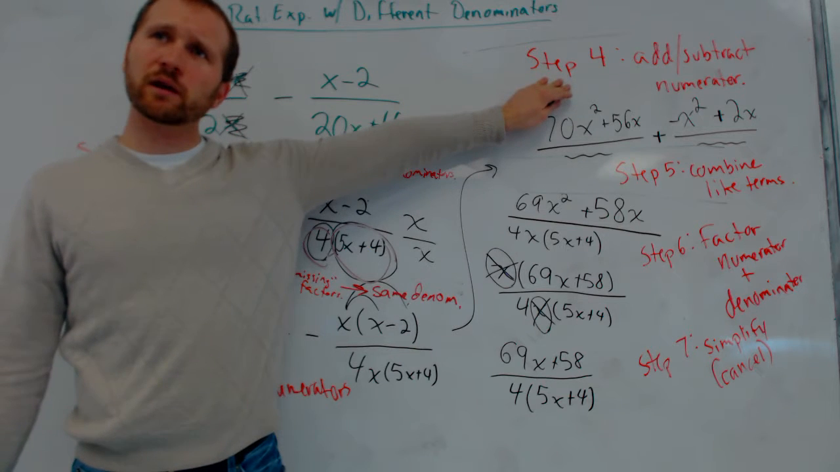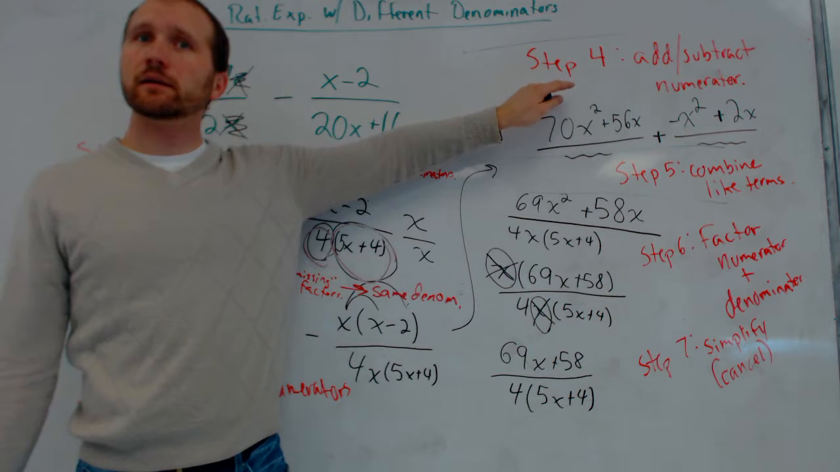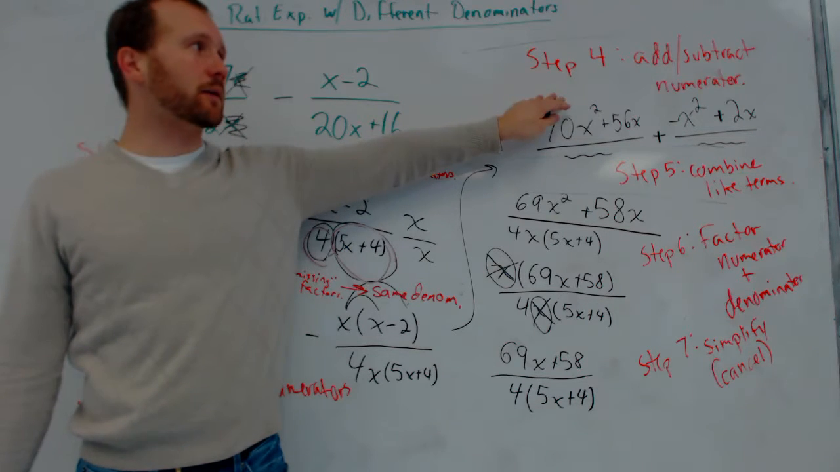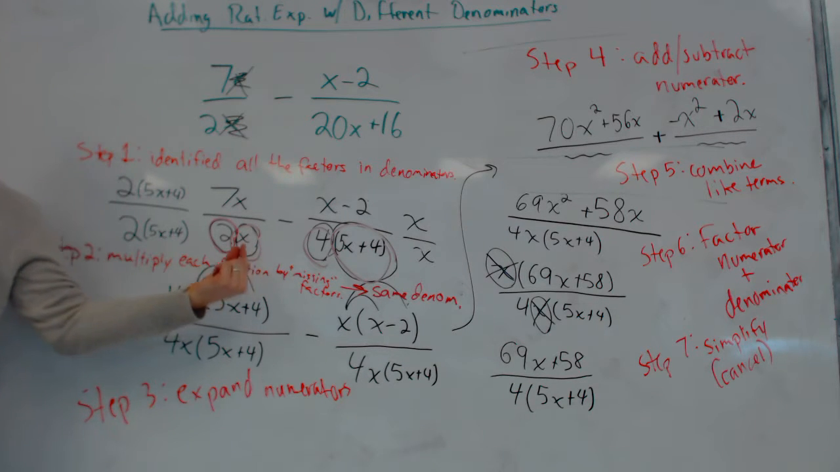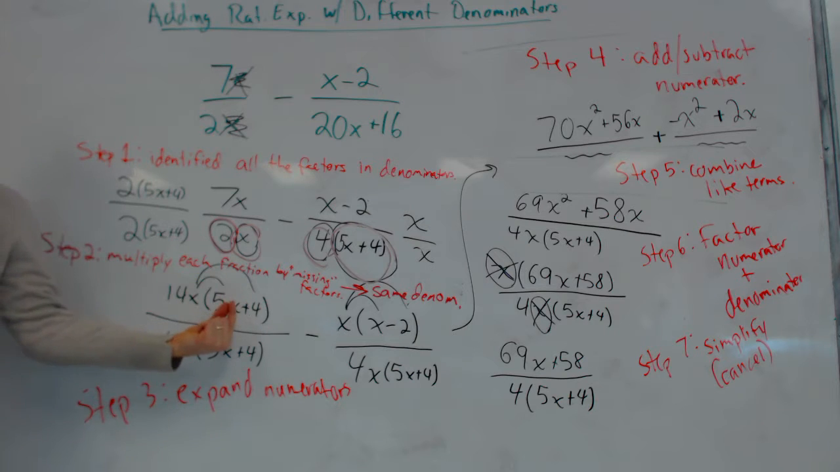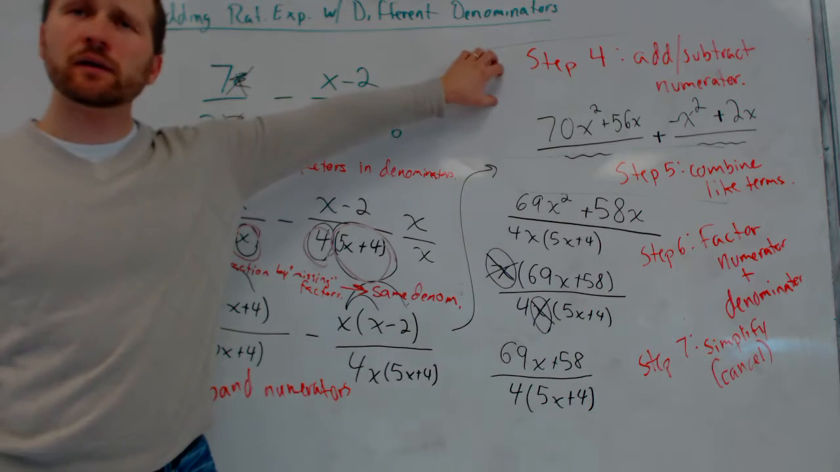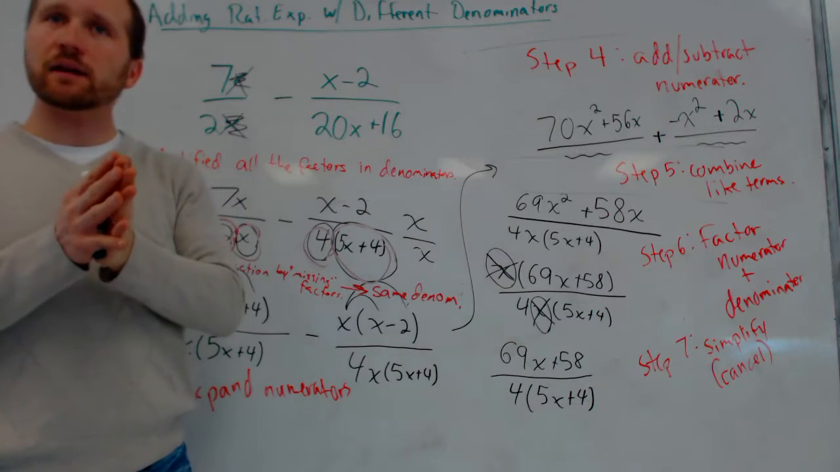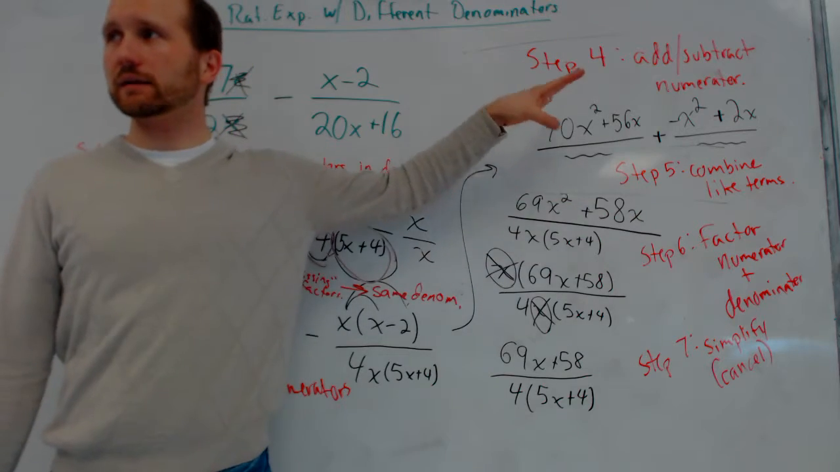Step 4 was when we had the same denominator to begin with, that was just adding rational expressions with the same denominator. So the only steps that are really new are the first 3. Identify the factors in your denominator, multiply each fraction by the missing factors, and then expand your numerators. And then once you've done that, you're really in the place of, oh, same denominators, I add them together. Now I have one fraction, I simplify. And you've practiced all of that stuff.